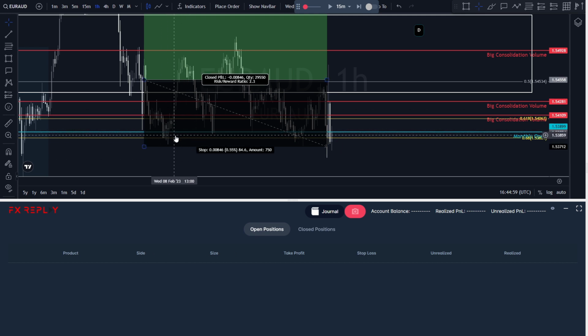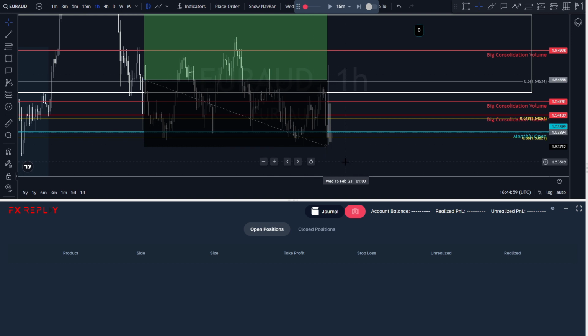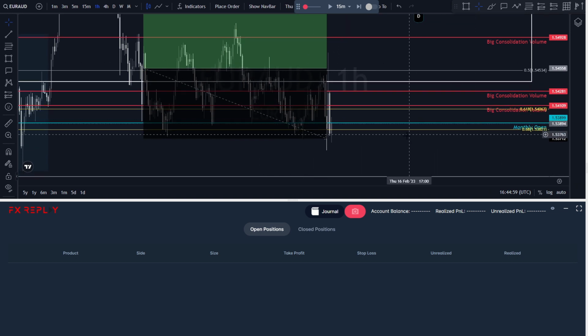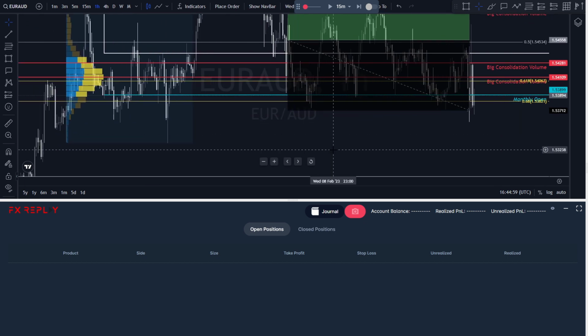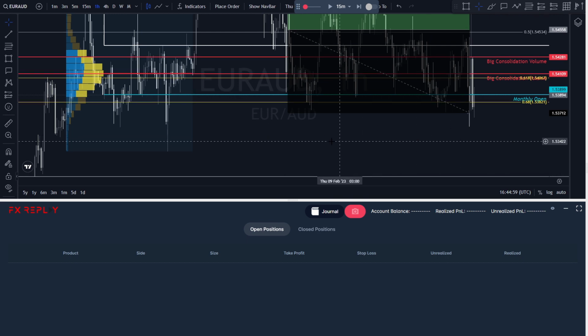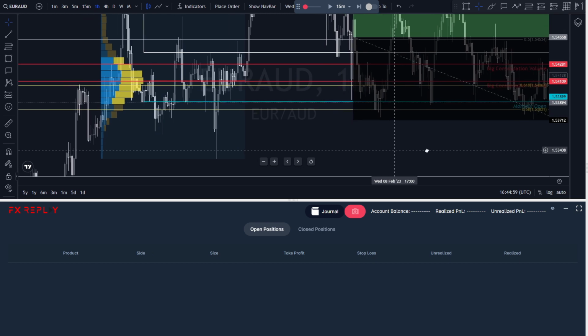It acted as a support level, then it used the volume area as a resistance level, and you can clearly see it bounced here in between, and then it went down. Because usually with the monthly or weekly open, it uses it as a support level and then as a resistance level, or the other way around. So it's usually always both ways.